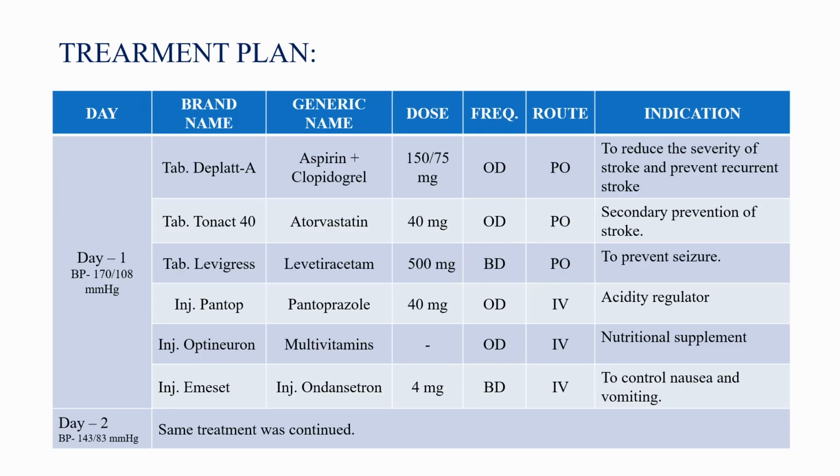The plan given to the patient included tablet aspirin plus clopidogrel in the dose of 150 by 75 mg once daily, tab atorvastatin 40 once daily, and tablet levetiracetam 500 mg twice daily as a prophylaxis for seizure. Pantoprazole, multivitamins and ondansetron were also administered intravenously.